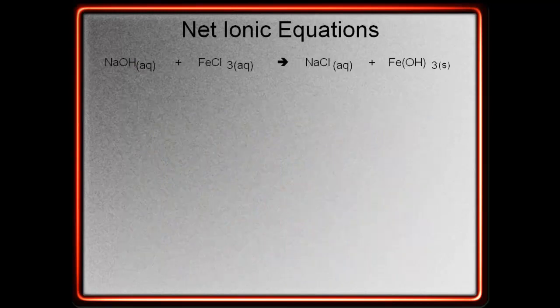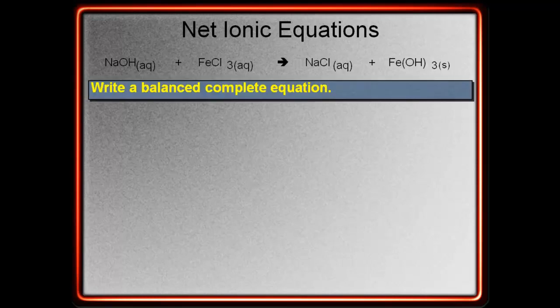So let's try another one. We have sodium hydroxide reacting with iron 3 chloride. This is a double replacement reaction. So the ions are going to switch places, and sodium will bond with chlorine and iron 3 will bond with hydroxide. Knowing your solubility rules, you should be able to identify that iron 3 hydroxide is insoluble. So it is marked as a solid. See the S in parentheses after the iron 3 hydroxide.